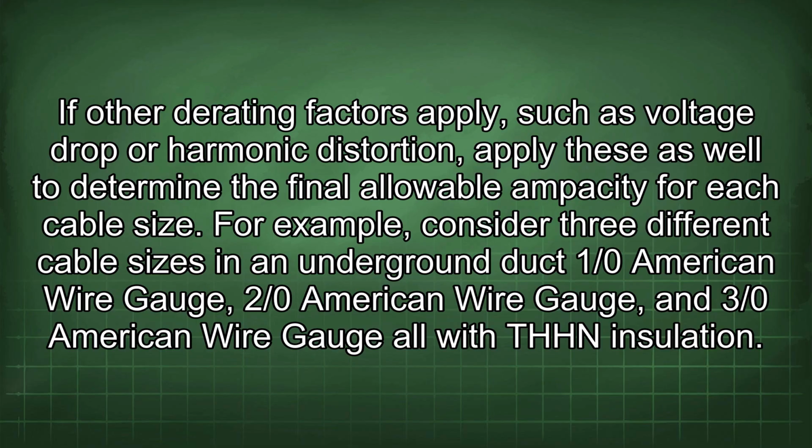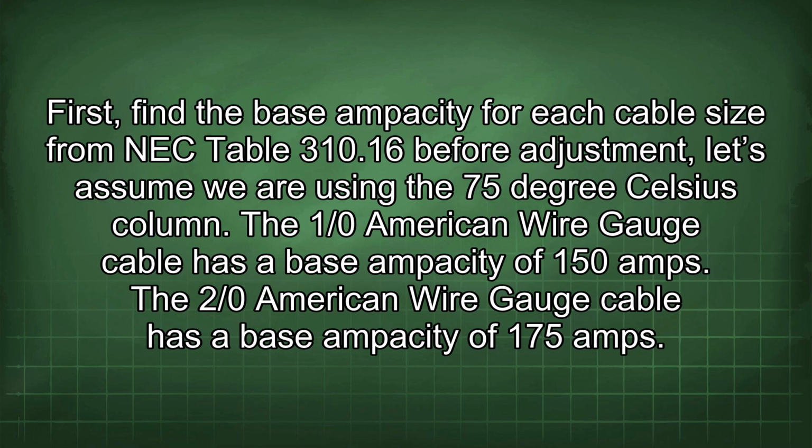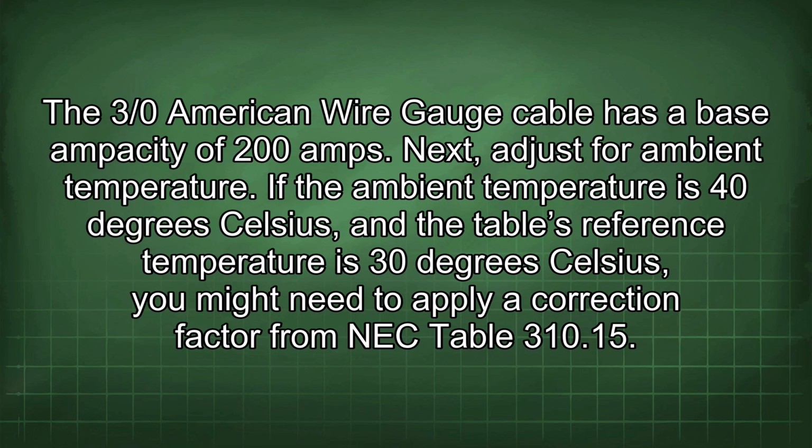For example, consider 3 different cable sizes in an underground duct: 1/0 American wire gauge, 2/0 American wire gauge, and 3/0 American wire gauge, all with THHN insulation. First, find the base ampacity for each cable size from NEC table 310.16 before adjustment. Let's assume we are using the 75 degrees Celsius column. The 1/0 American wire gauge cable has a base ampacity of 150 amps. The 2/0 American wire gauge cable has a base ampacity of 175 amps. The 3/0 American wire gauge cable has a base ampacity of 200 amps.